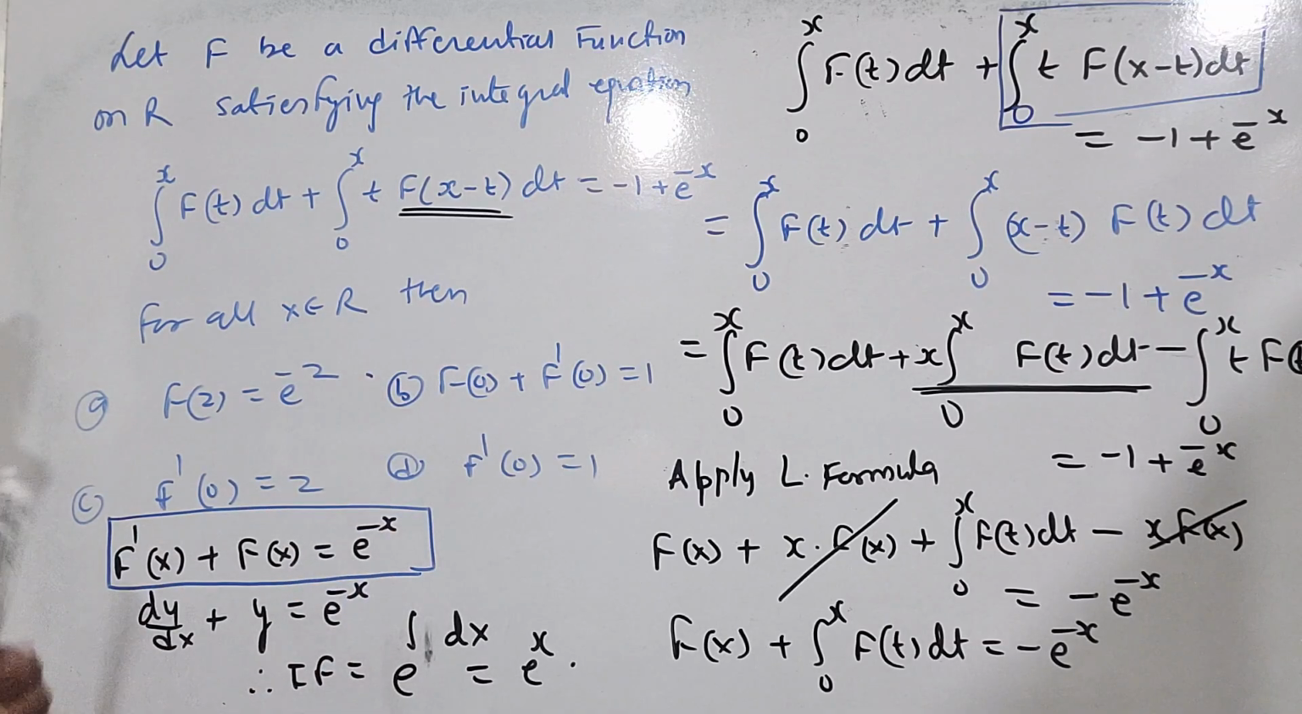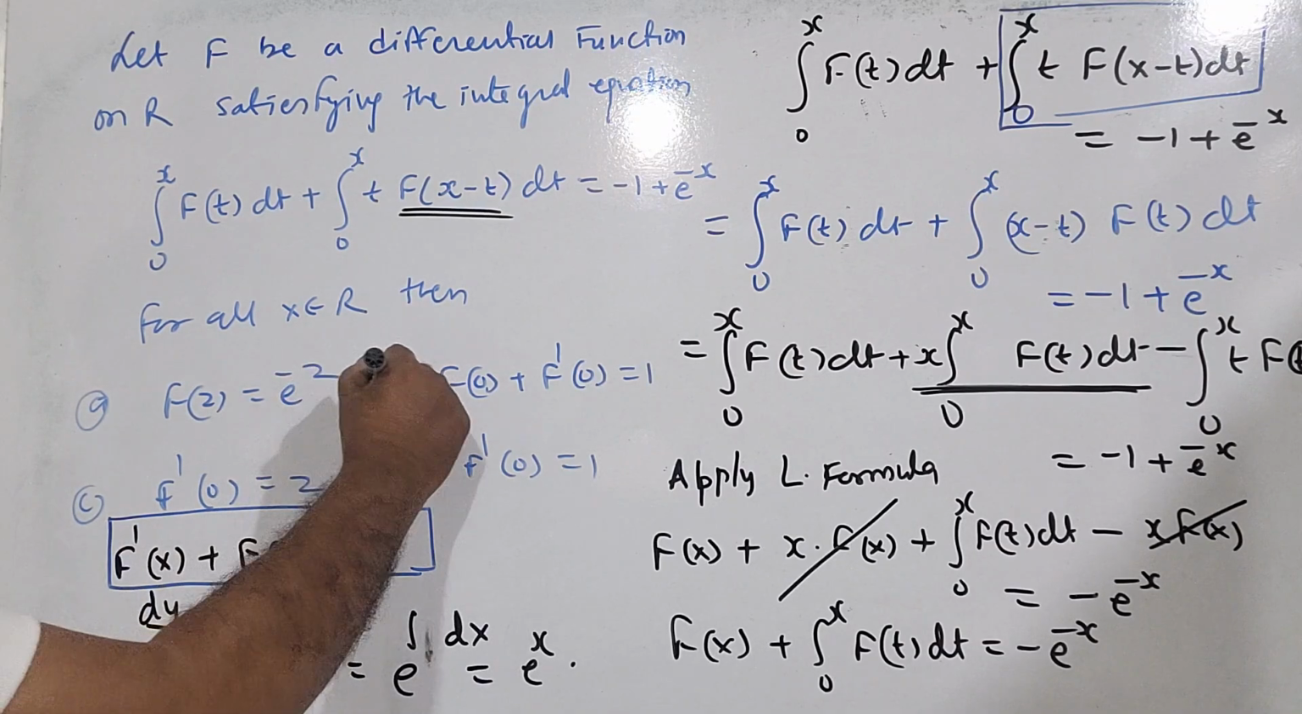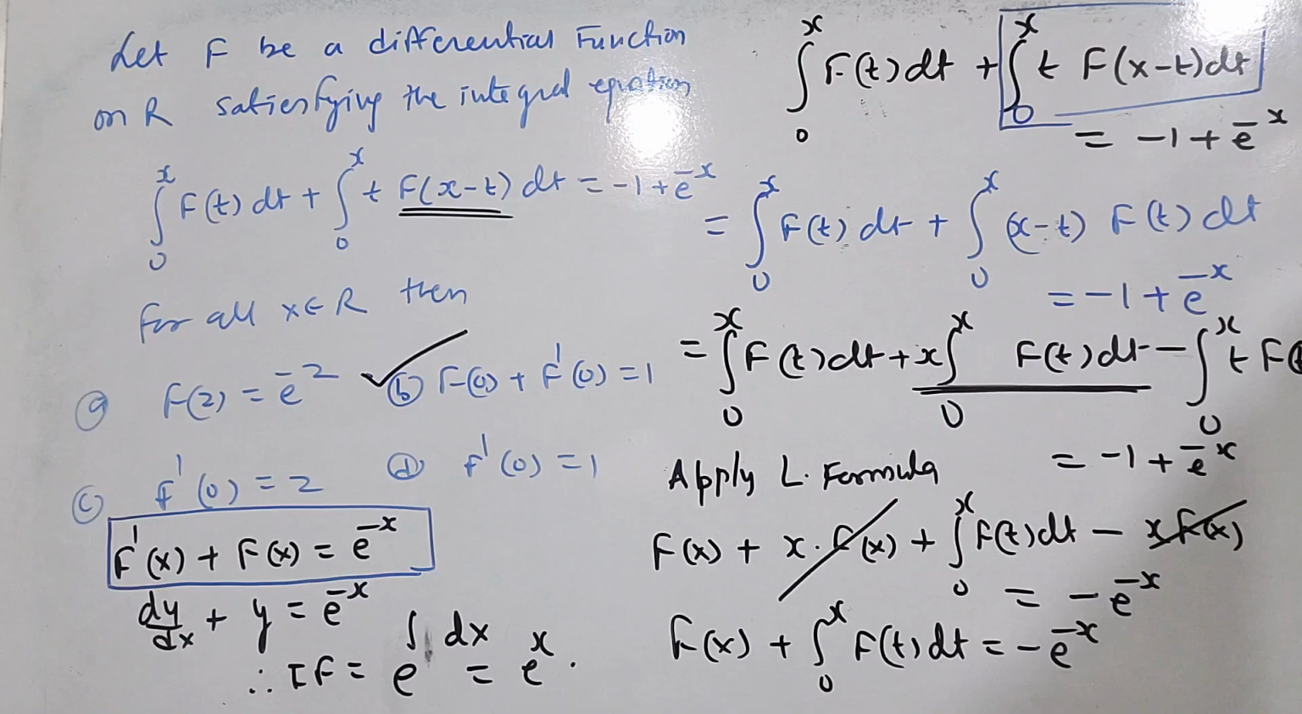Clearly this option is verified. This option is clear: f of 0 plus f dash 0 is equal to 1. Correct? f dash 0 plus f of 0 is equal to 1. Now coming to this one, what is the solution of this equation?